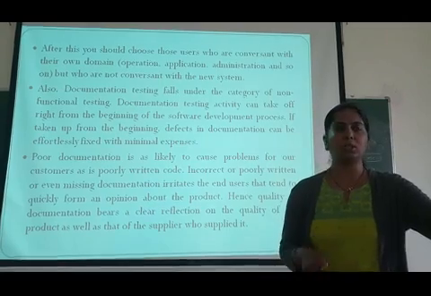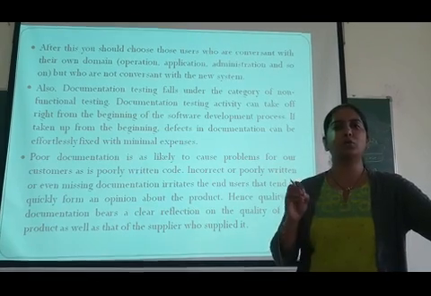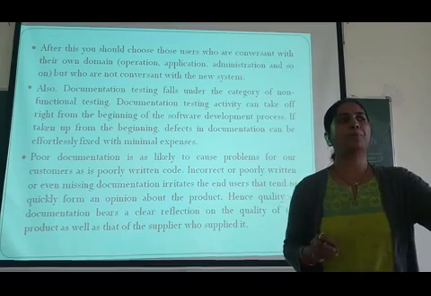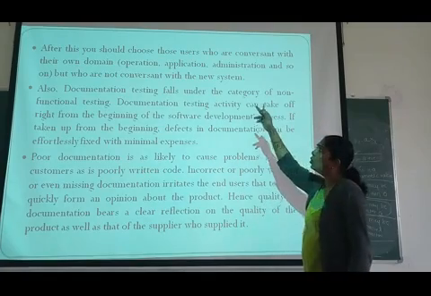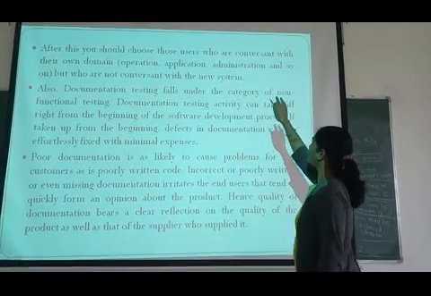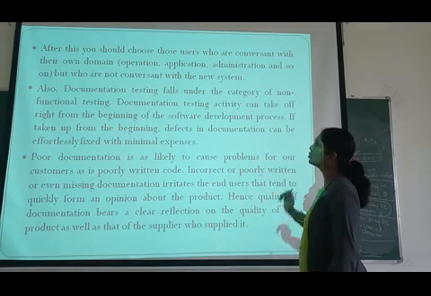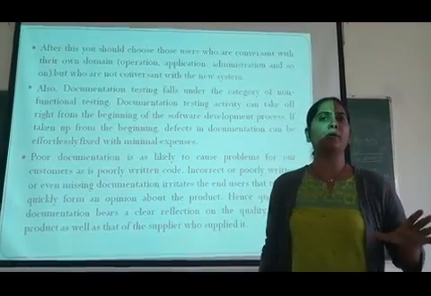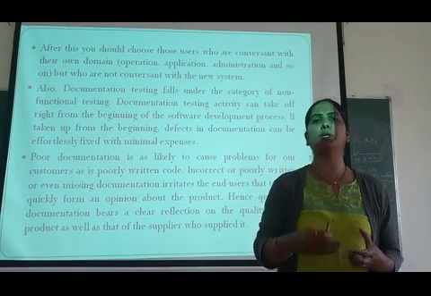Now after this, the organization is going to choose those users who are conversant with their own domain, which means the operations, applications, administrations and so on, but who are not conversant with the new system. What does it mean? Up to this point, we have documented the system, how it is working, and we are going to match how it is working now.